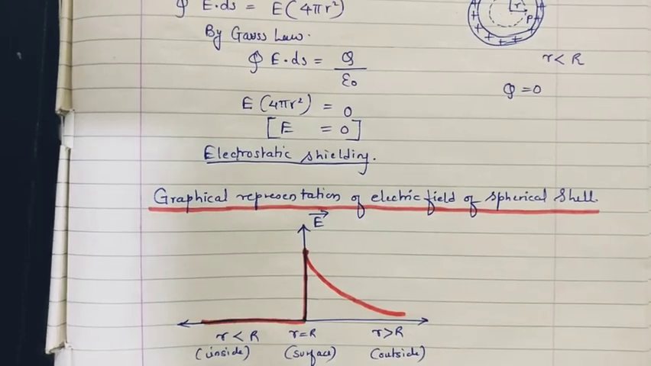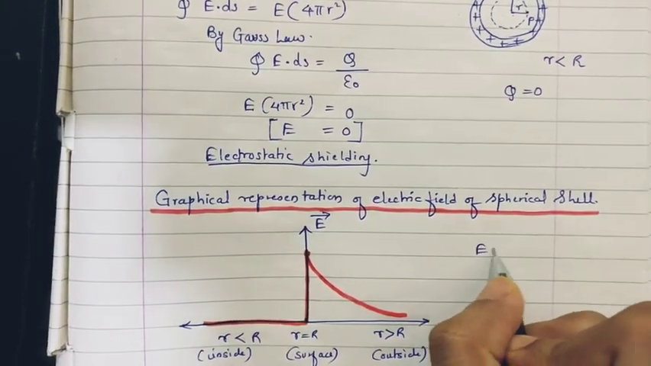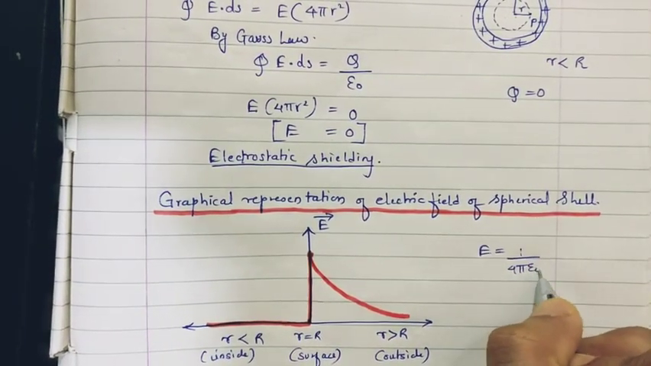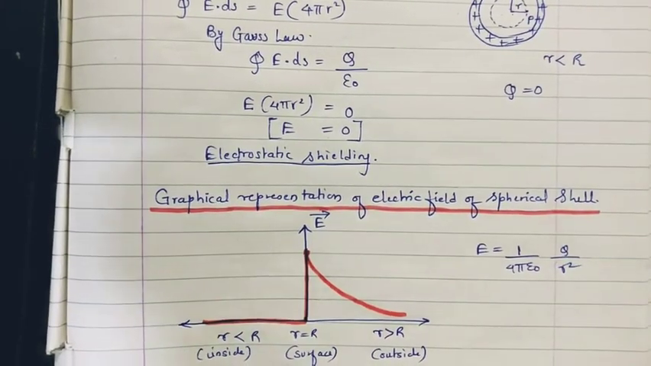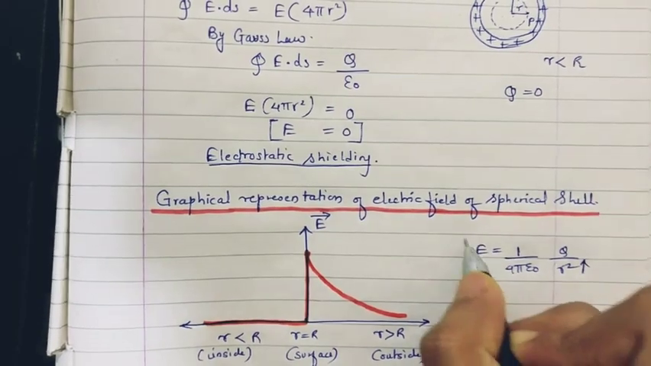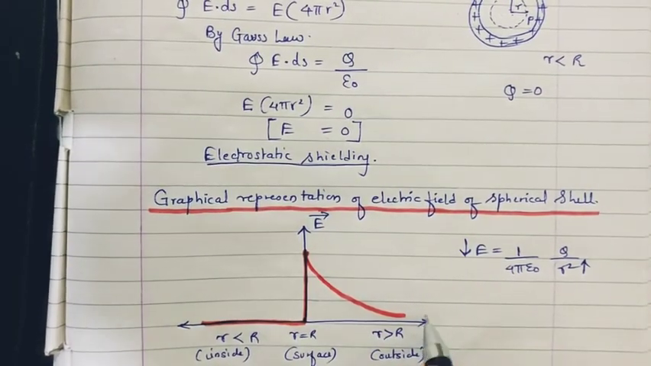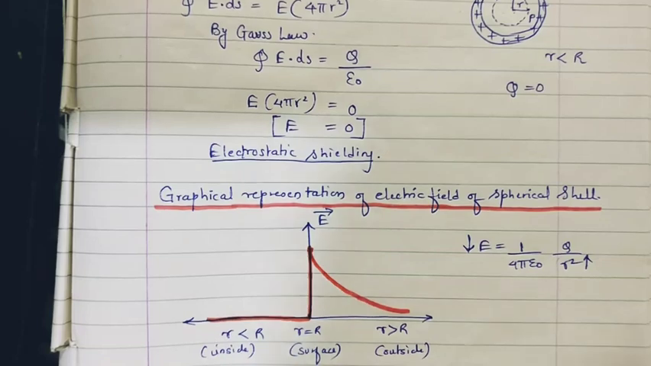A single formula can explain this, that is E is equal to 1 upon 4 pi epsilon naught, Q upon R square. As you go away from the spherical shell, as R increases, your E will go on dropping. Yes, so this is your graphical representation.